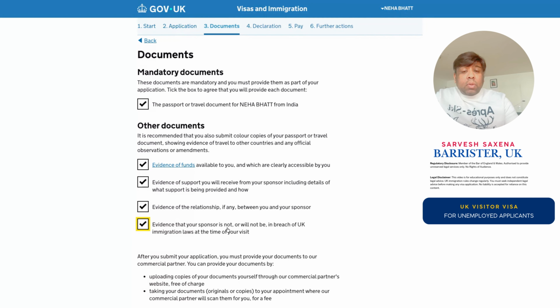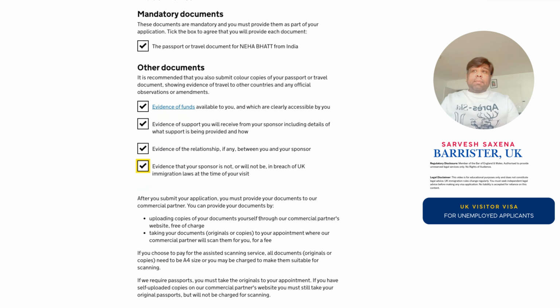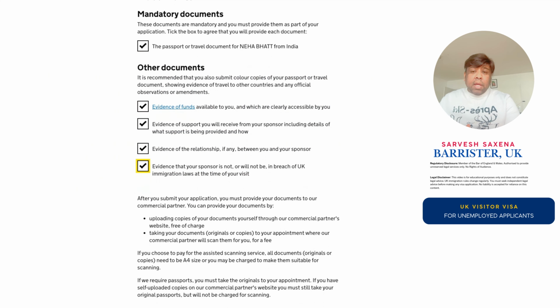Evidence that your sponsor is not or will not be in breach of the UK immigration laws at the time of visit. Now this comes under the rule V4.3 A to C. The first is they must have a personal or professional relationship going on with you. Then they must not be in breach. So how do you prove? Say my father has never traveled to the UK. He has never applied to the UK. He is of clean character, and he is employed at so and so, or he is retired, and here are his credentials. And he has not broken any laws because he's never applied to the UK immigration.